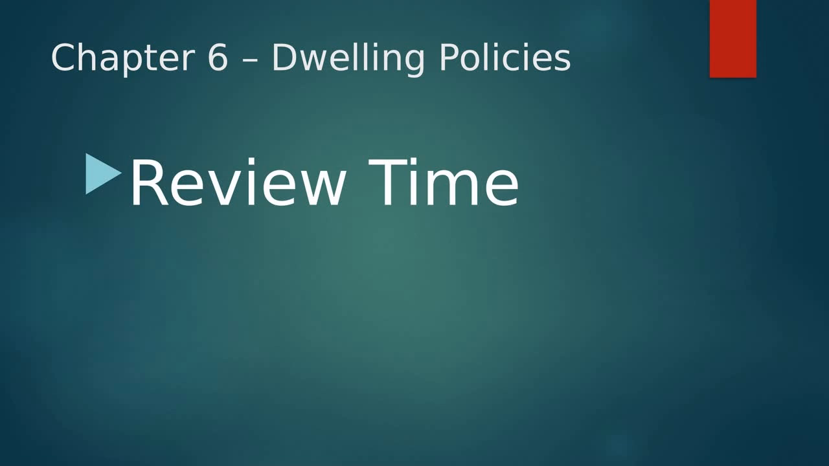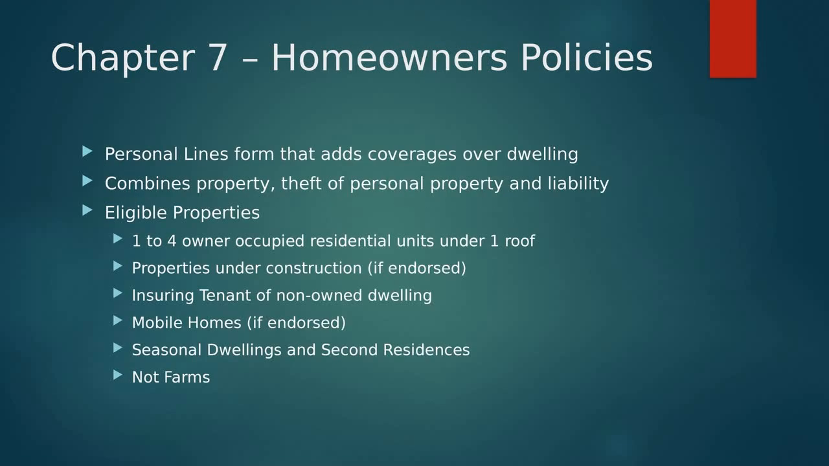All right, that's the end of chapter 6. Now we're going to move on to chapter 7, homeowners policies. So understand that a homeowners policy is a comprehensive personal lines insurance form that is used to insure residential risks. Right, so it's going to combine 3 different policies. It's going to combine a property coverage policy, theft of personal property, and liability coverages all in one policy.